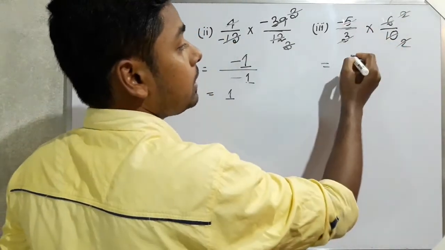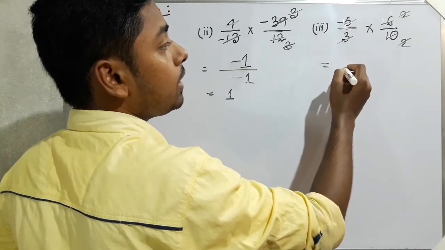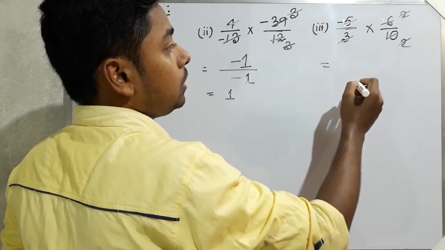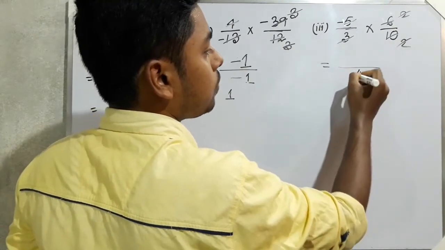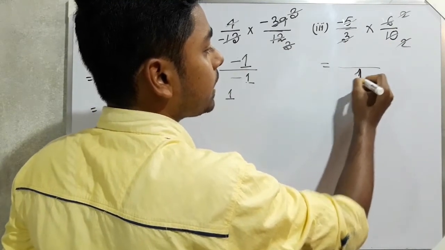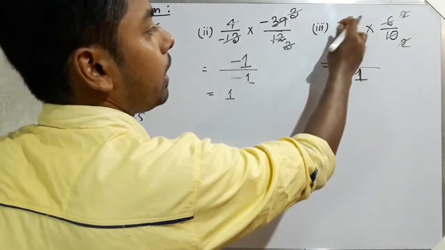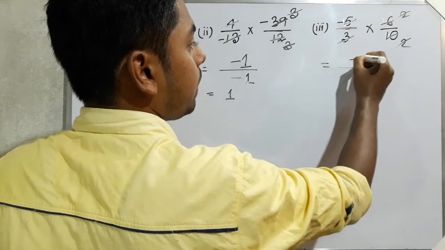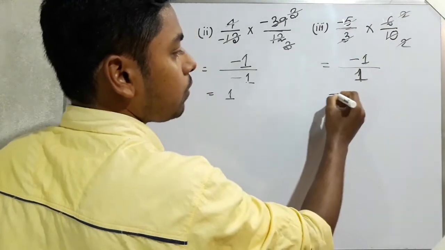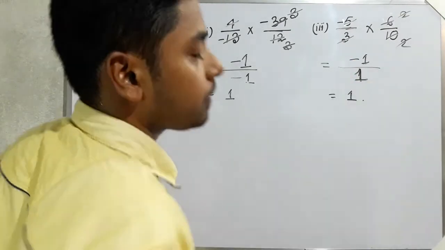Now you can see in the denominator, what we are having here, 1 and 1, so 1 into 1 is 1. But in the numerator, what we are having here, minus 1 and here 1, so minus 1 into 1, that means minus 1. So minus 1 by 1, that means only minus 1.